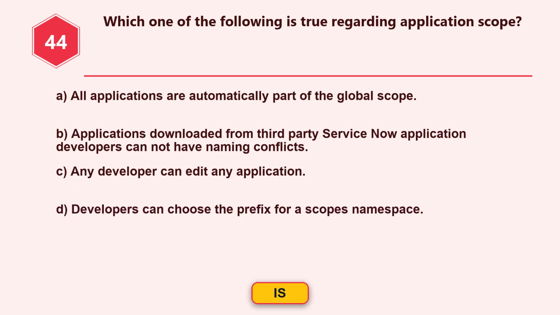Which one of the following is true regarding application scope? Option A. All applications are automatically part of the global scope. Option B. Applications downloaded from third-party ServiceNow application developers cannot have naming conflicts. Option C. Any developer can edit any application. Option D. Developers can choose the prefix for a scope's namespace.